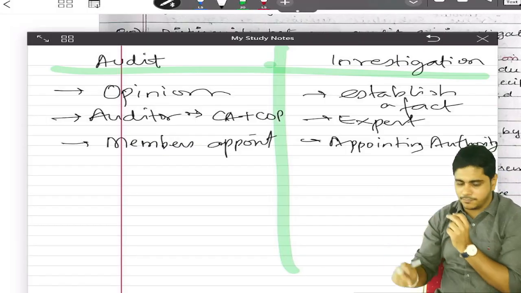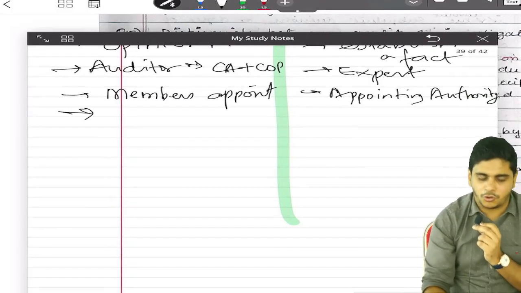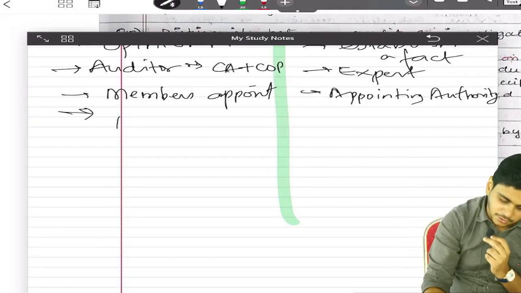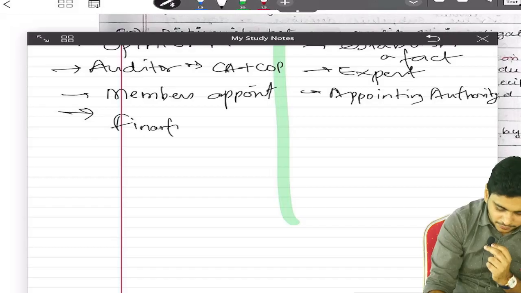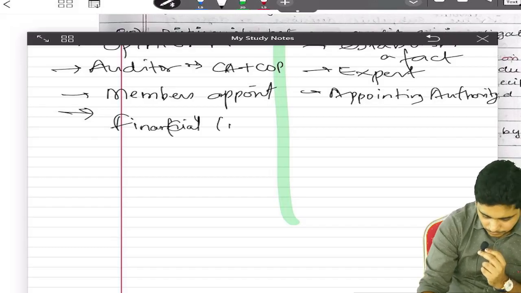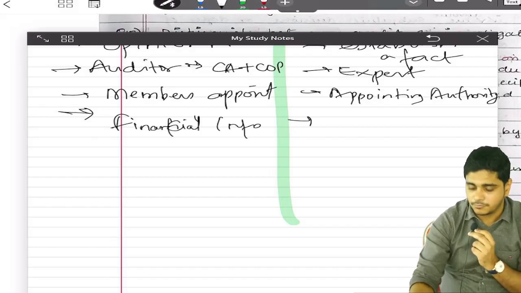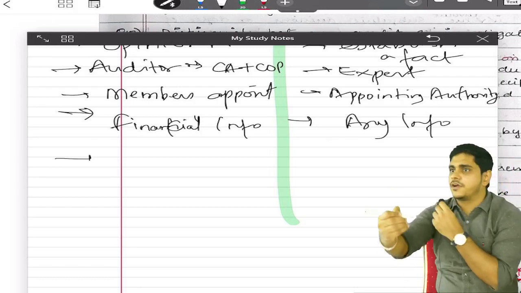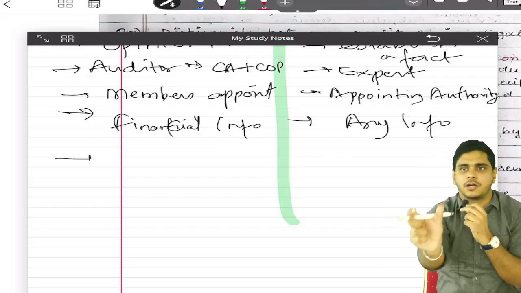Anybody can appoint them. Now, when we do audit, which data do we check? Financial information is verified. Here, any information can be verified. Now, when we verify the financial information, what period do we cover as an auditor?